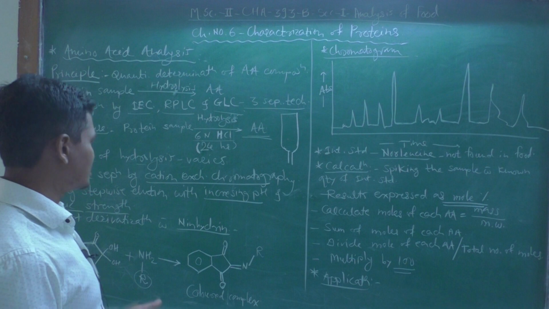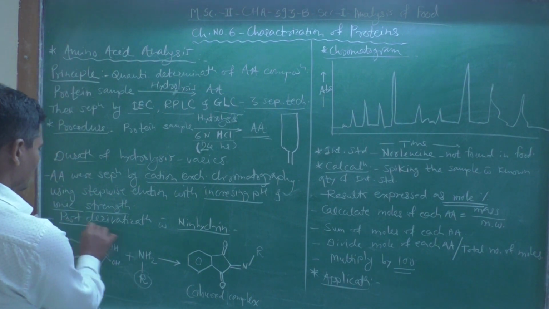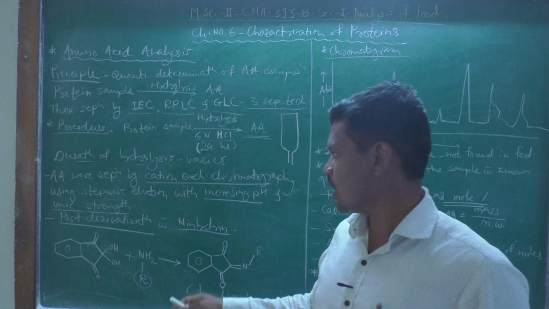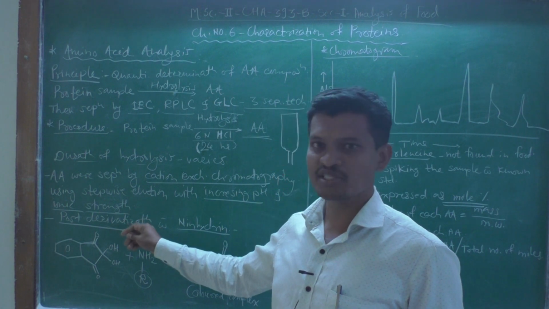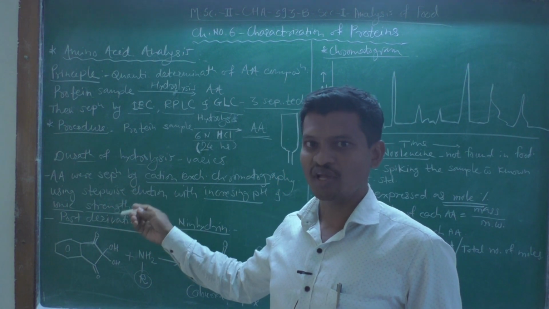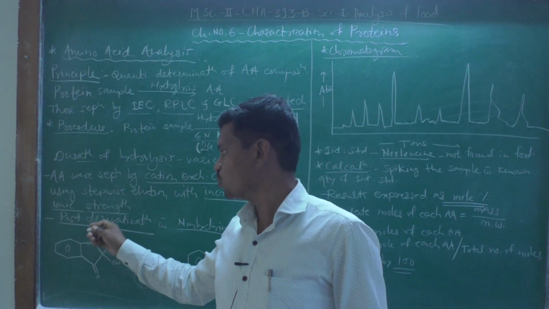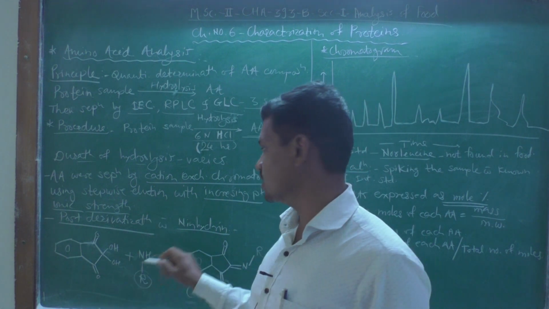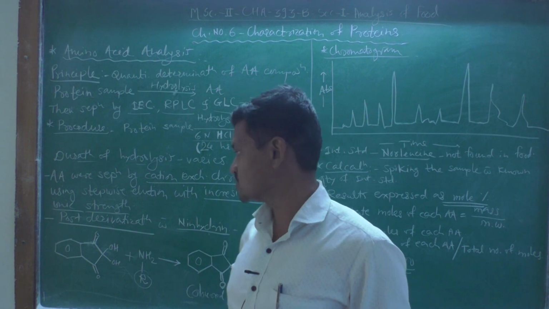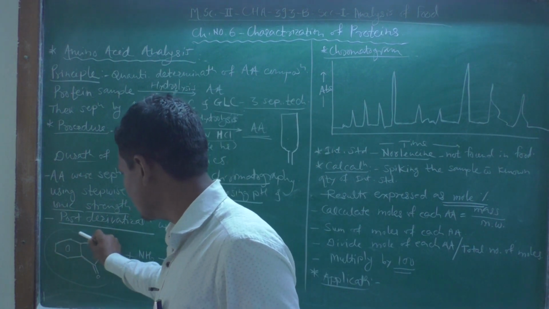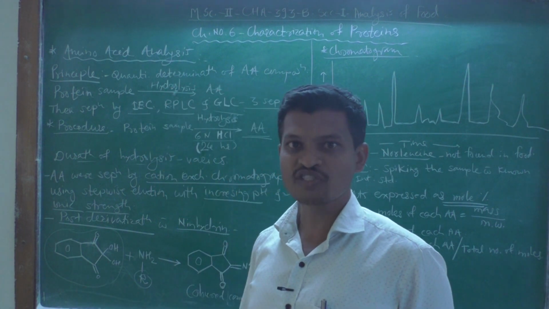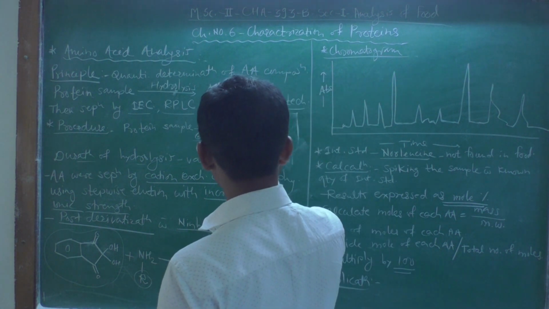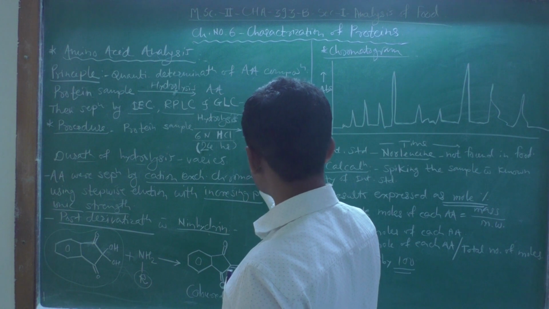Okay, then the next step is post derivatization with ninhydrin. Post means after. So post derivatization means that after ion exchange chromatography, we are going to do a derivatization of the amino acids with ninhydrin. Ninhydrin is a reagent. The structure of ninhydrin is like this. This structure is the hydrolyzed form of ninhydrin. Ninhydrin is also written like this.